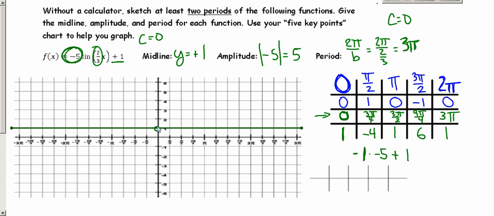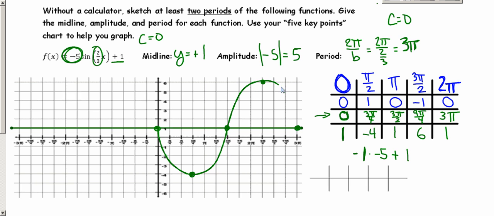I have an intercept at 0, 1. I have another intercept at 3 pi and another intercept at 3 pi over 2. Then I have a minimum at -4, halfway in between, right there. And then I have a maximum at 6 at 9 pi over 4, right there. And then I can just sketch this curve.